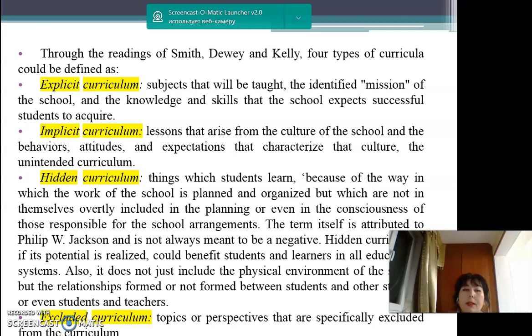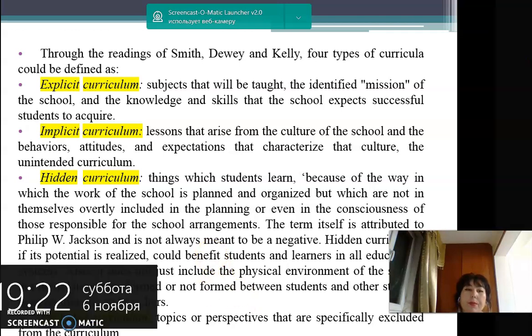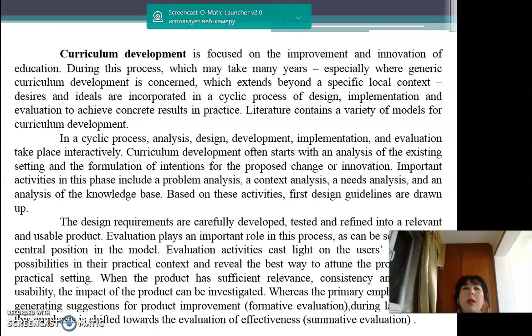The last type of curriculum is excluded curriculum. Topics or perspectives that are specifically excluded from the curriculum. Curriculum development is focused on the improvement and innovation of education.